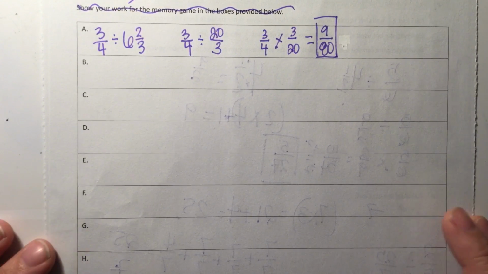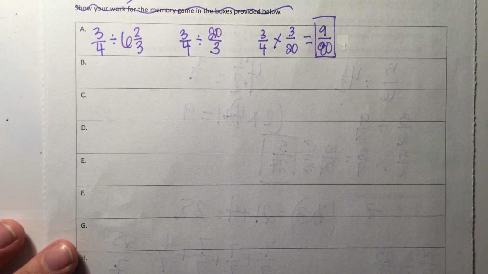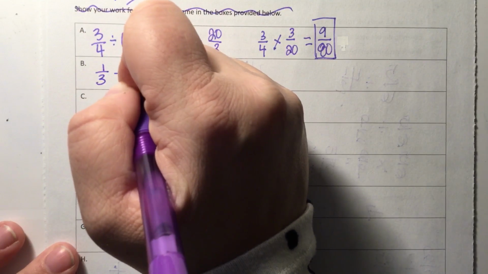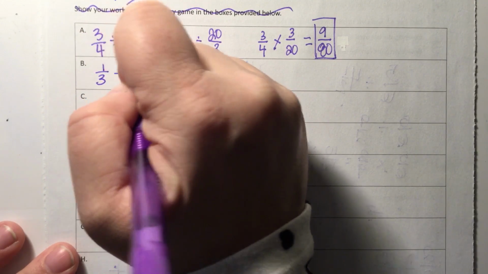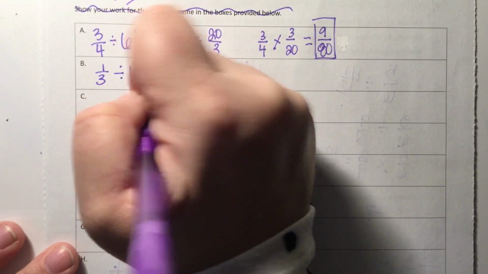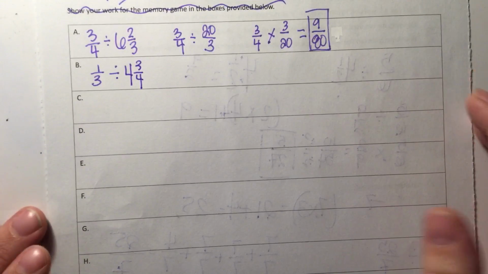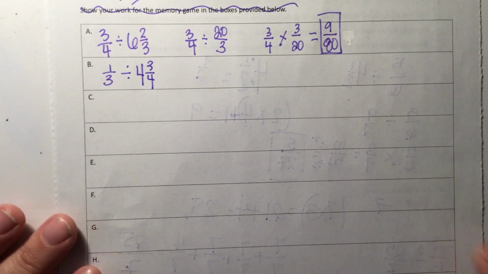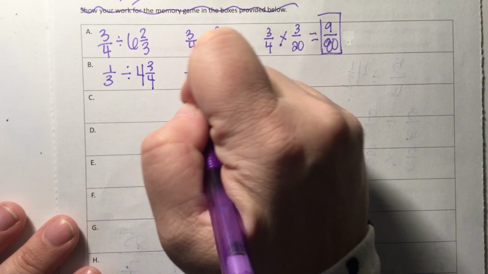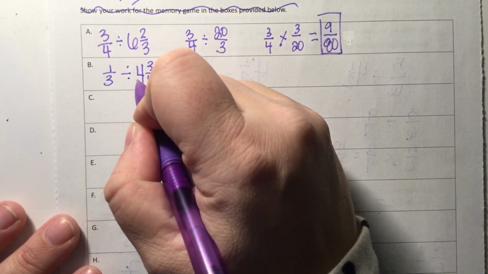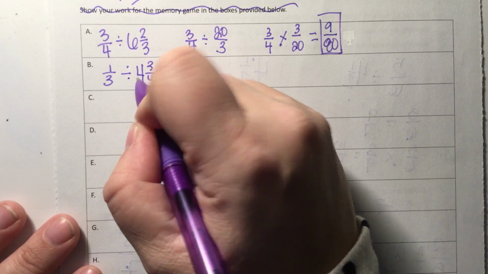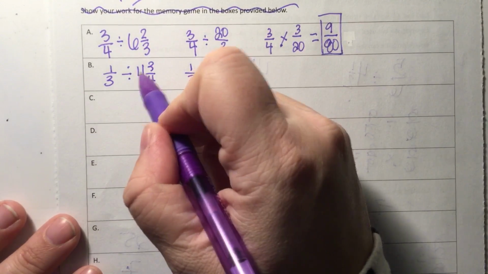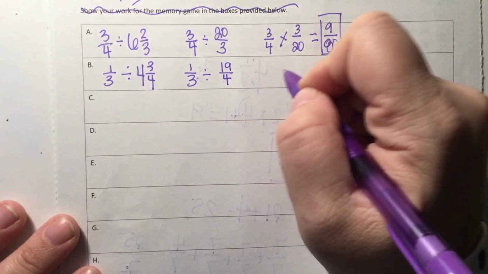So let's go to B. We have 1/3, and I'm getting all of these from page 87. 1/3 divided by 4 3/4. Okay, so normally you guys wander around the classroom and find your pair, but I'm sorry. Okay, so 1/3 divided by, what's 4 times 4? 16. Plus 3, 19. So 4 times 4 plus 3, 19.